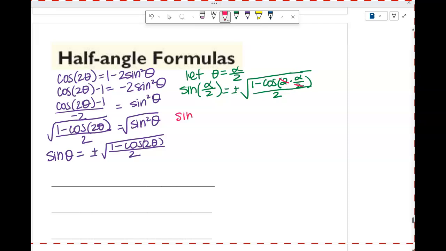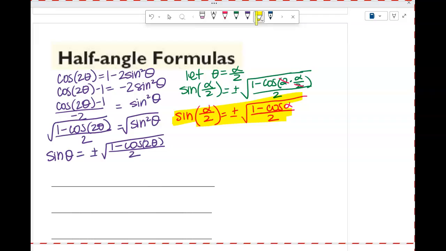So here is our first half angle. Half just means we're dividing by 2. So now this is a plus or minus, big radical, guys, 1 minus cosine of alpha all over 2. Here is your first half angle identity, okay? We'll write that together in a little bit.